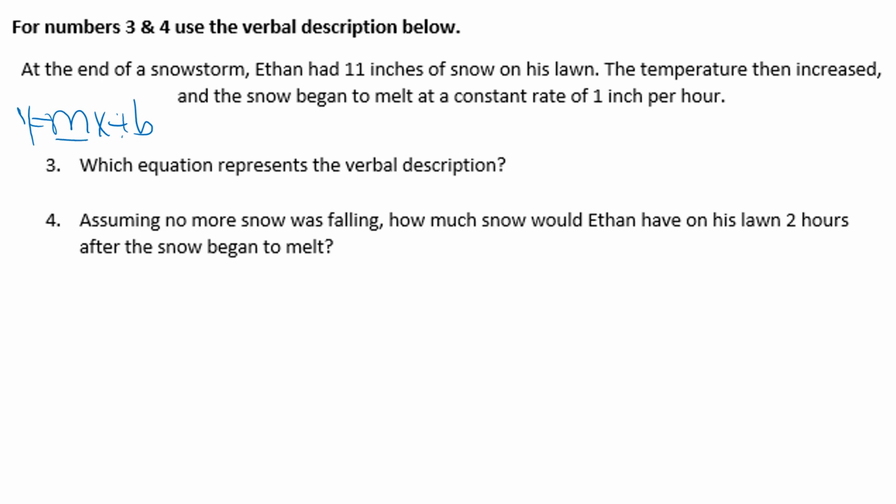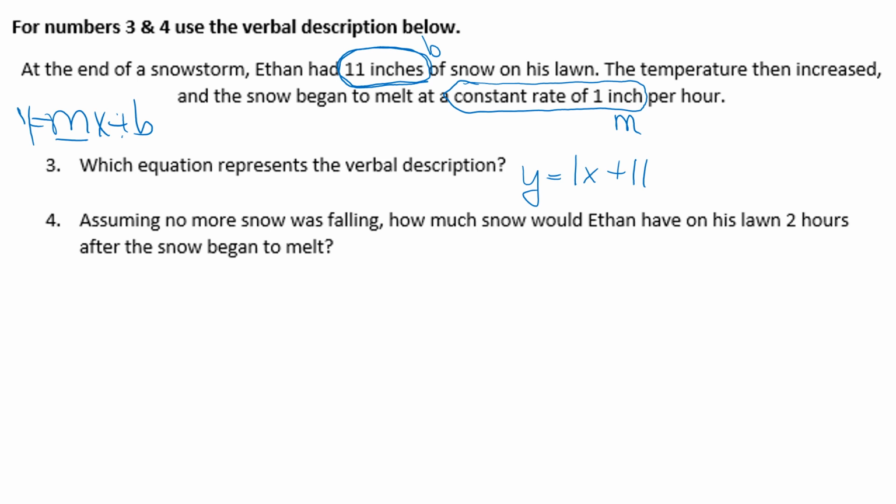M is our rate of change. Now this particular problem actually says the word rate, at a constant rate. Our rate of change, or our M here, is going to be 1 inch. Our B is our starting value. And so when Ethan decided to start paying attention to the snow, or the snow begins to melt, it originally had 11 inches of snow already on the ground. So that would be our B value, or our initial value. So our equation would be y equals our 1 inch followed by x plus the 11 inches.